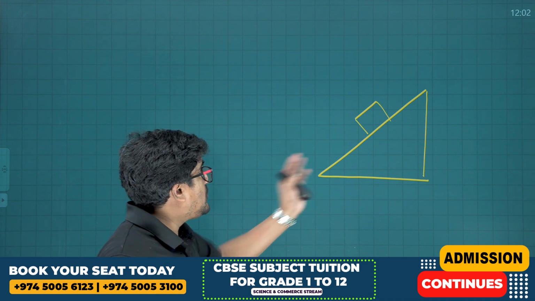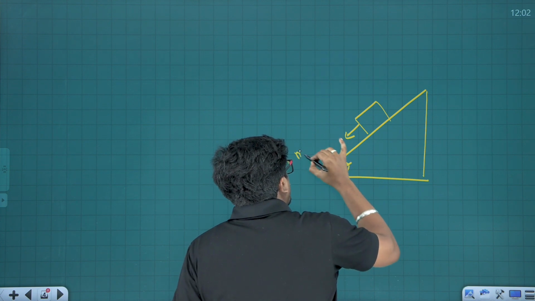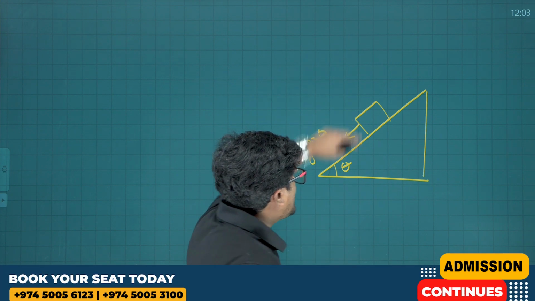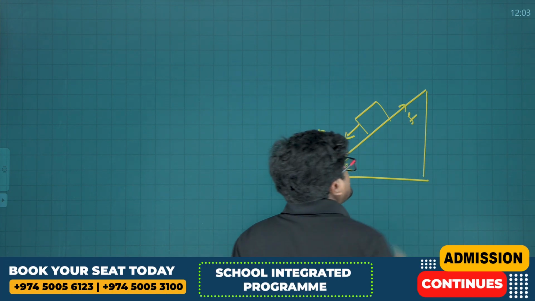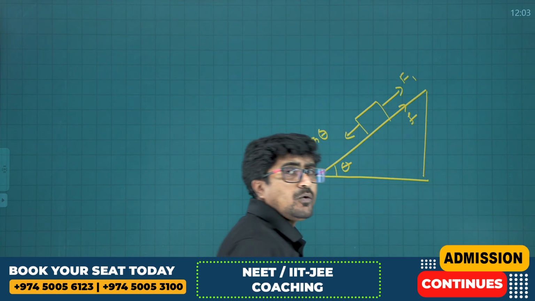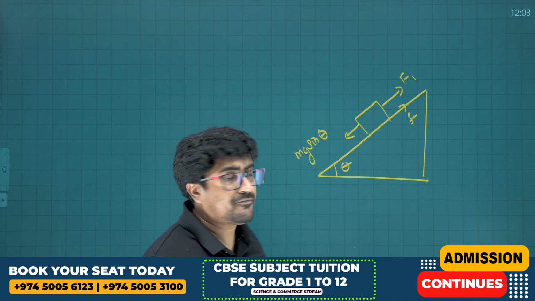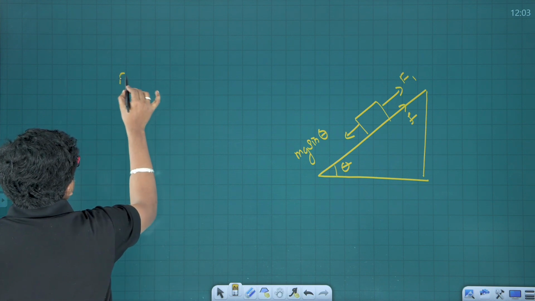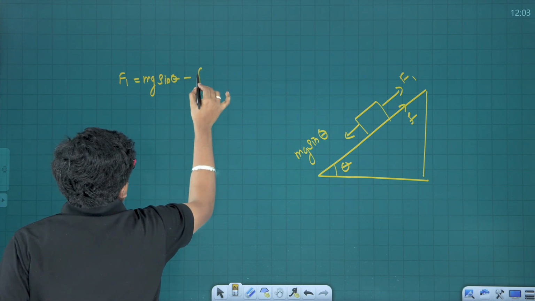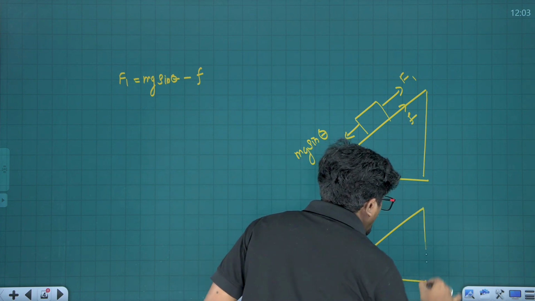Now once this body is about to slide down, the forces acting are mg sin theta in the downward direction, and friction will be in the upward direction. So if I treat F1 as the force which is required to keep this body from sliding down, then F1 needs to be mg sin theta minus f.